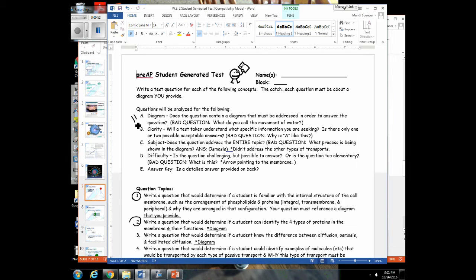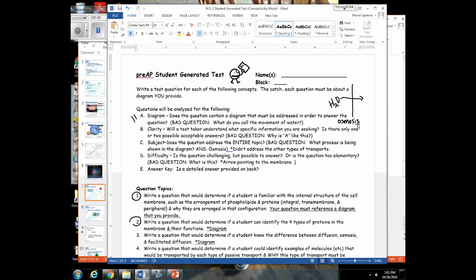For that to be more clear, let me give you some examples of questions that don't do this. Even though you put a diagram on there, it's common knowledge and anyone can answer that without analyzing a diagram. So here's a question that I've seen in the past. It says, what do you call the movement of water? I'll have students draw a membrane and they'll have water on one side and water's moving. And sometimes they even label this osmosis. And their question is, what do you call the movement of water? Well, the answer is osmosis.